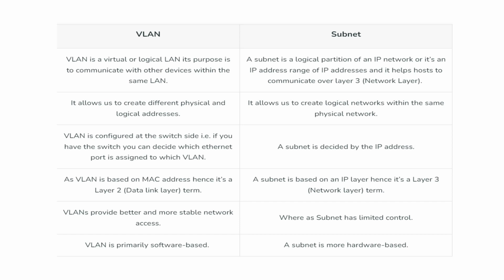So let us understand how the two things will work by using a Cisco Packet Tracer. So we are going to see how the VLAN is created and how we can make communication between the two different VLANs. So let's start with the Cisco Packet Tracer.